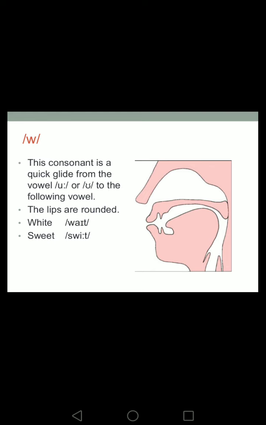When you want to say we, the lips are rounded. Lips are rounded. Unlike the ye sound when the lips are slightly spread. This consonant is a quick glide from the vowel oo or u to the following vowel.